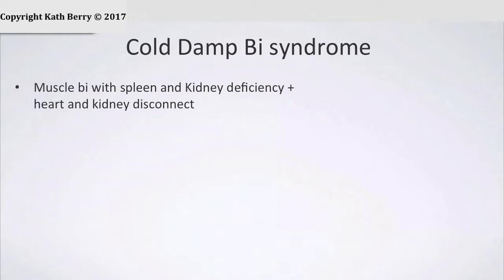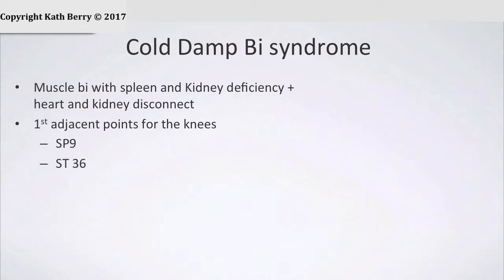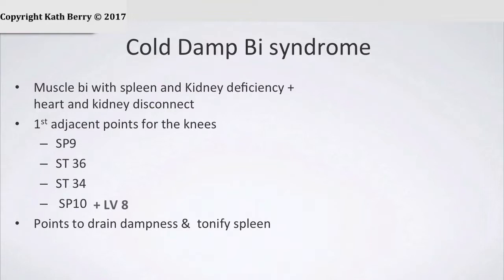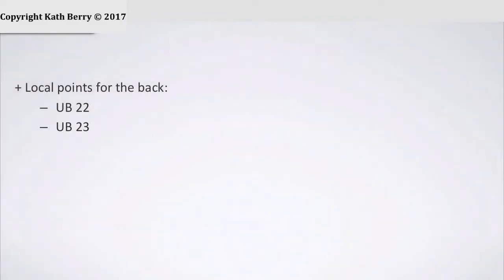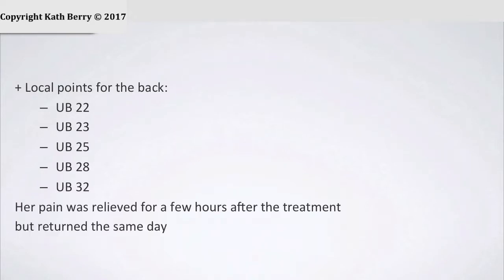When she first came into the clinic, we did adjacent points for the knees: spleen 9, stomach 36, stomach 34, spleen 10, liver 8. We did points to drain dampness and tonify the spleen, spleen 3 and spleen 6. And we did local points for her back, UB 22, 23, 25, 28, and 32. When she came back, she reported that her pain was relieved for a few hours after the treatment, but came back the same evening.